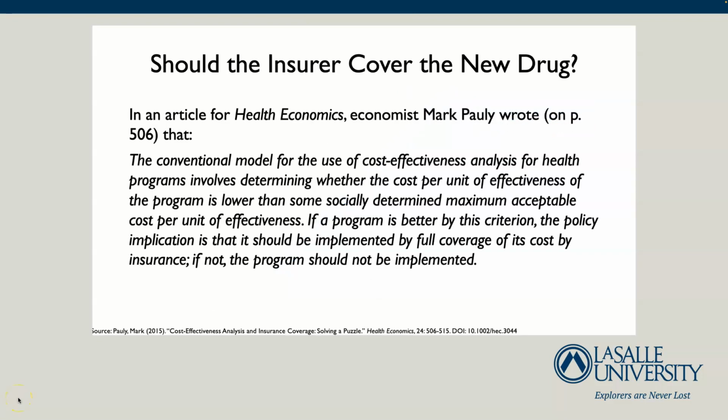In an article for Health Economics, economist Mark Pauly wrote that the conventional model for the use of cost effectiveness analysis for health programs involves determining whether the cost per unit of effectiveness of the program is lower than some socially determined maximum acceptable cost per unit of effectiveness. So if a program is better by this criterion, the policy implication is that it should be implemented by full coverage of its costs by insurance, and if not, the program should not be implemented at all.